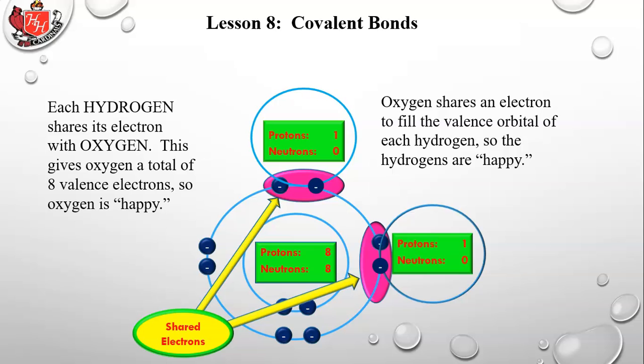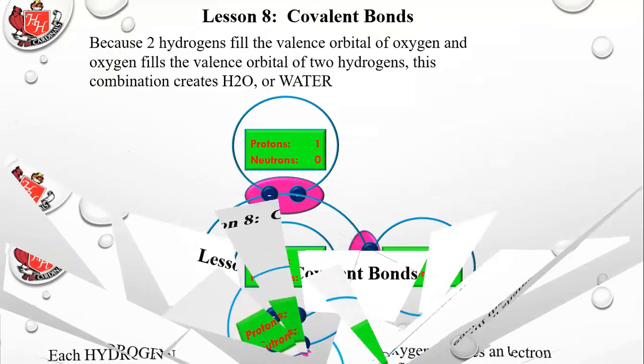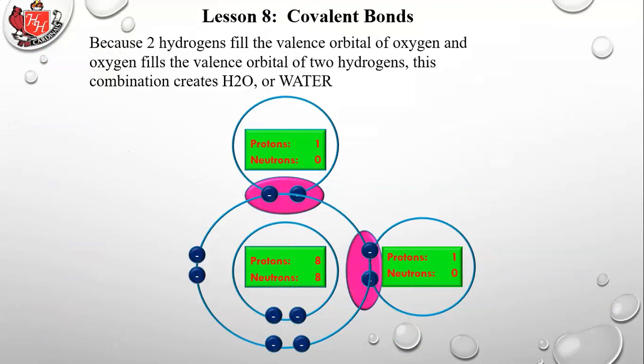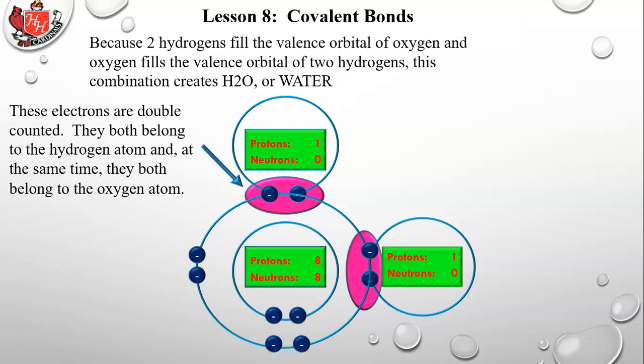As long as they can both say that they have those electrons in their valence orbital, then that's perfectly fair, even though they're sharing the electrons. That's perfectly fair to say that they own those electrons. So oxygen owns 8 valence electrons, and each hydrogen owns 2 valence electrons, and everybody's happy. Because 2 hydrogens fill the valence orbital of oxygen and oxygen fills the valence orbital of 2 hydrogens, this combination creates H2O, or water. So these electrons are double counted.